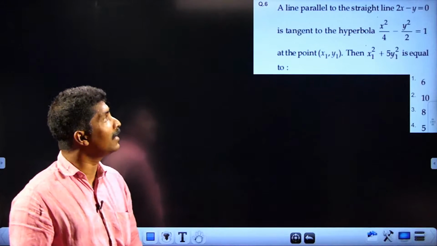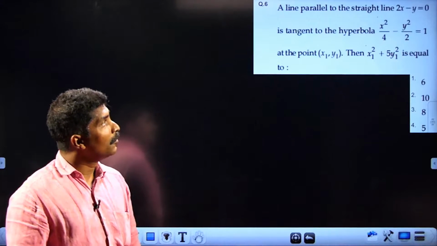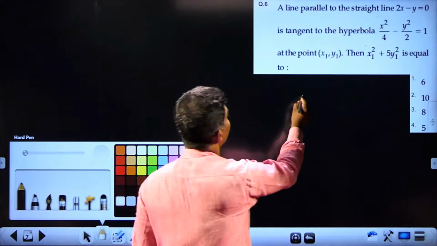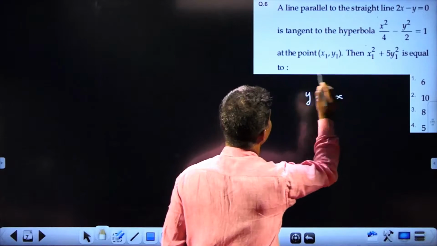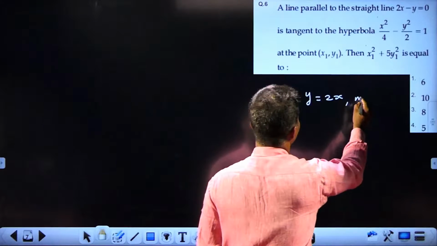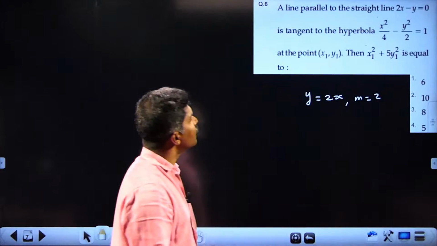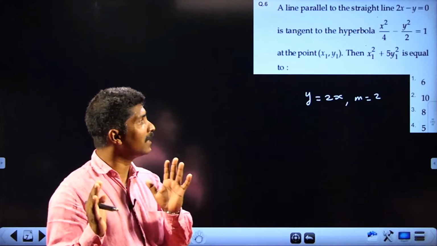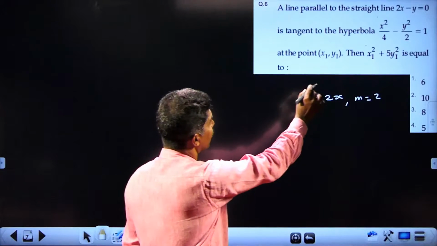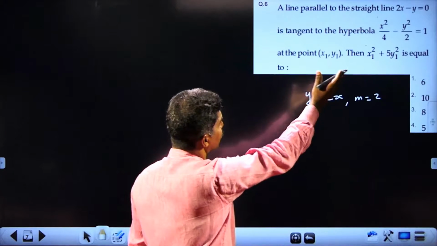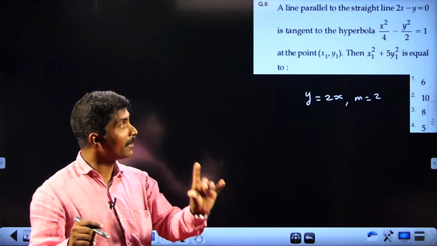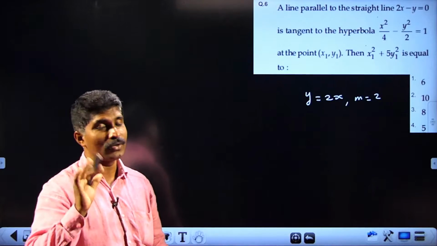A line parallel to the straight line 2x minus y is equal to 0, or we can say that y is equal to 2x. So what is the slope? You can see that the slope is equal to 2. This line is tangent to the hyperbola x square by 4 minus y square by 2 is equal to 1 at the point x1, y1. Then what is the value of x1 square plus 5y1 square? This is what you have to calculate.